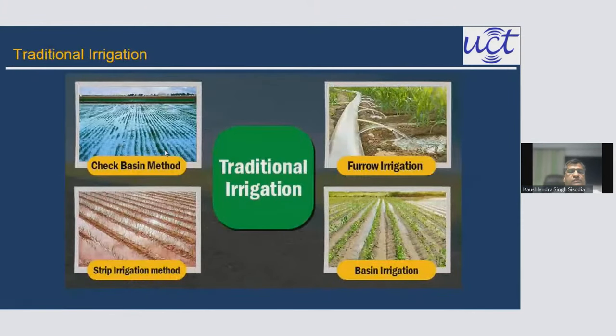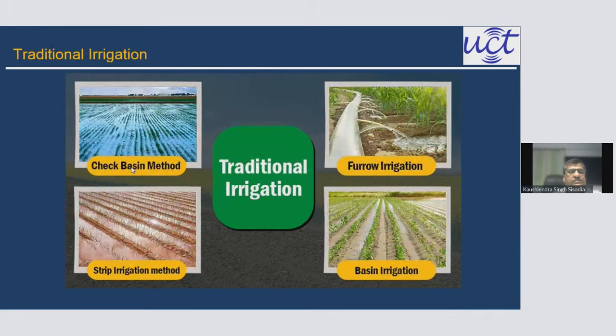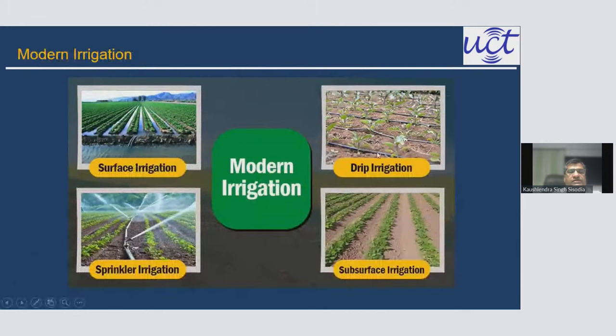And this is the pictorial way. This is the traditional irrigation where we used to have the check basin method, furrow irrigation, strip irrigation, and basin irrigation. But in modern irrigation, it has been redesigned into surface irrigation. Surface irrigation is again part of furrow irrigation and strip irrigation in the modern irrigation. Then drip irrigation and sprinkler irrigation are the new ways of doing it. Here we can save a lot of water because everything is very much controlled and we can have uniform usage of water.